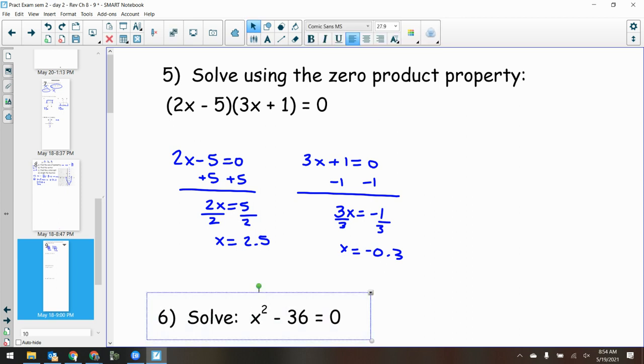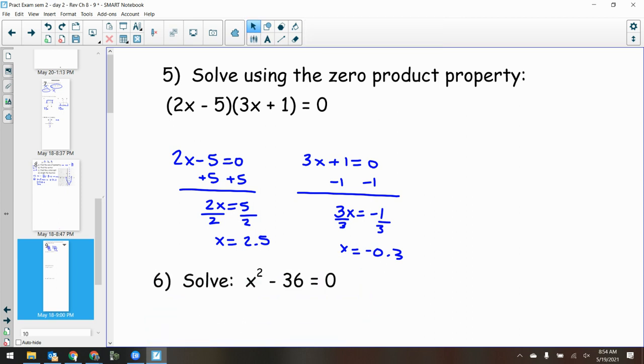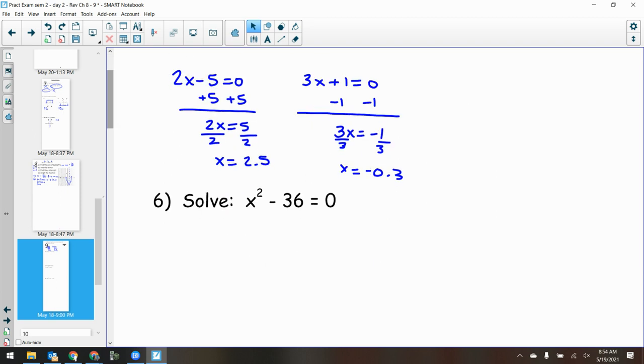This would be solving by square roots. How do I know that this is solving by square roots? Well, do you see a b term? No, there is no b term. Remember that to solve by square roots, you should not have a b term. This is just x squared minus 36 equal to 0. And solving by square roots is really quite easy. All you do is solve directly for x.